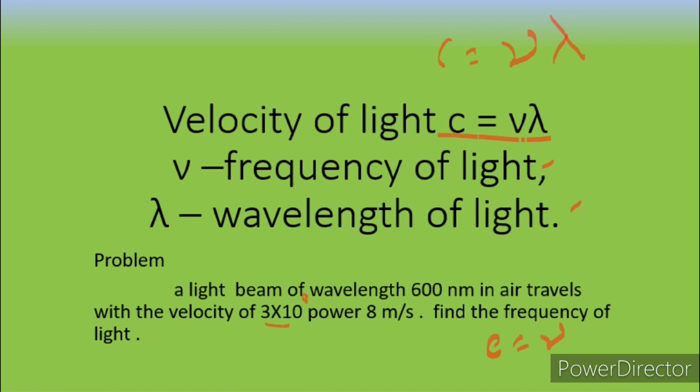c is equal to nu lambda. They are asking for nu, so nu is equal to c by lambda. The only thing is, when you substitute lambda here, you should not substitute 600. It is given as 600 nanometer, so you should convert that into meter, because velocity is given in meters, so wavelength should also be in meters. 600 nano is 600 into 10 power minus 9 meter. When you substitute that here, you will get the correct answer. So try this sum and send the answer to me. Thank you.